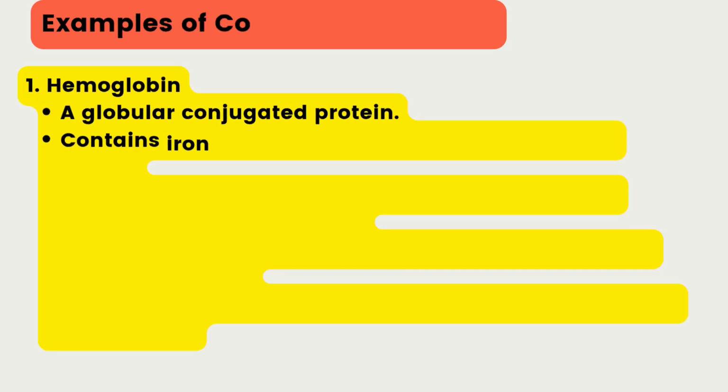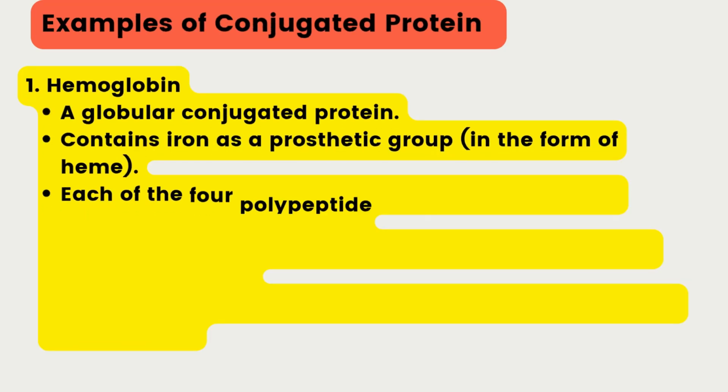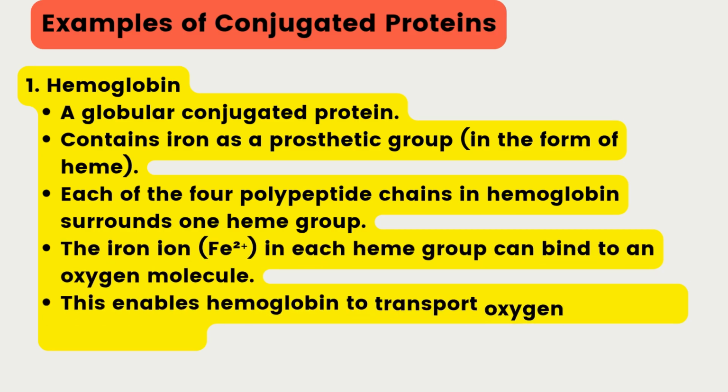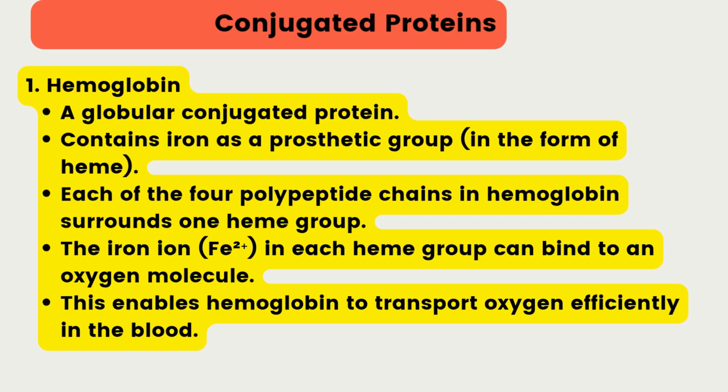Examples of conjugated proteins. 1. Hemoglobin, a globular conjugated protein, contains iron as a prosthetic group, in the form of heme. Each of the 4 polypeptide chains in hemoglobin surrounds one heme group. The iron ion in each heme group can bind to an oxygen molecule. This enables hemoglobin to transport oxygen efficiently in the blood.